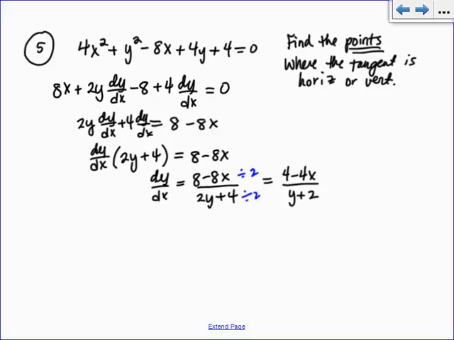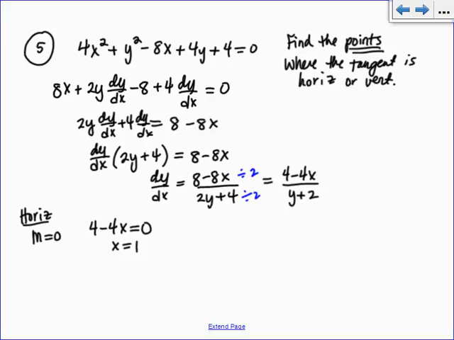Okay, so let's start with the tangent line as horizontal. In order to have a horizontal tangent, we want our slope to equal 0. So that means we want 4 minus 4x to equal 0. We want the numerator equal to 0. So we end up having x equals 1. Okay, but I said find the points. This is not a point. This is a location. So if I just said find the locations of the x values, you would be good, but we wanted the point.